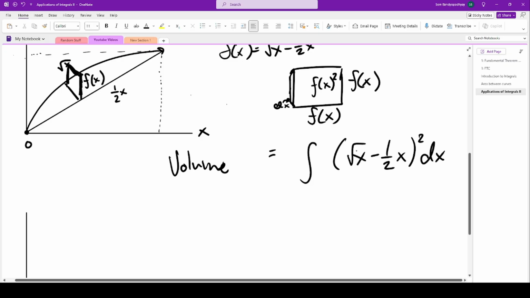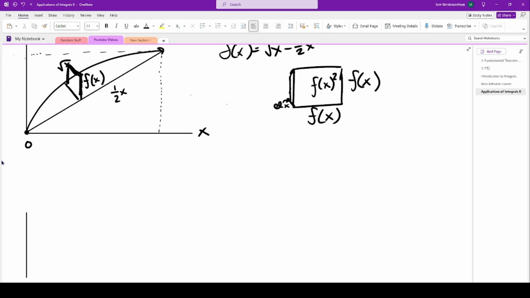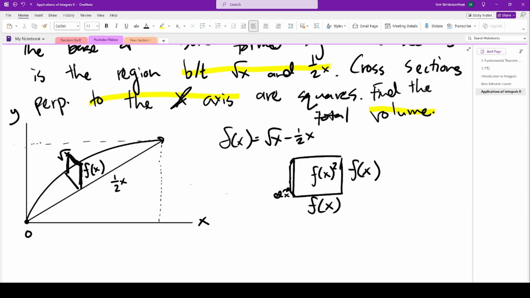And let's find out our bounds. So our lower bound is 0. Our upper bound is where the two graphs intersect. So you'd have x equals 4. So 0 to 4. And you can plug this into your calculator or you can evaluate it by hand. I'm not going to do that right now for the sake of time, but essentially this is how you would set it up.